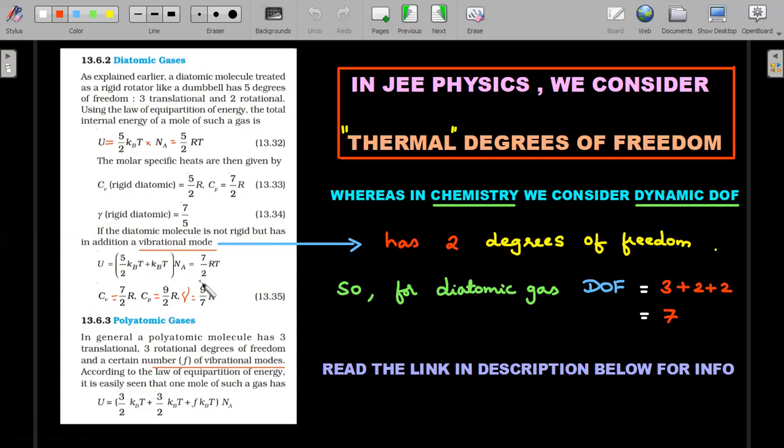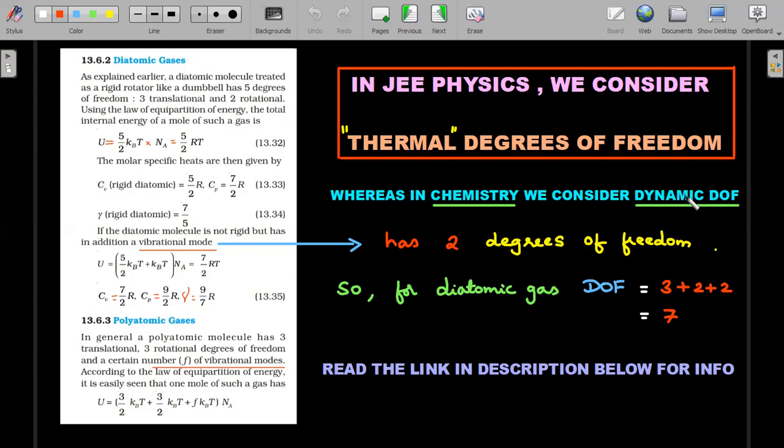Some of the chemistry students complain that they are taught a different formula. In JEE physics, we consider what are called thermal degrees of freedom. There is another type of degrees of freedom in chemistry that we are given a formula for. Teachers don't name them, and that's where the confusion comes. They are called dynamic degrees of freedom. DOF means degrees of freedom.